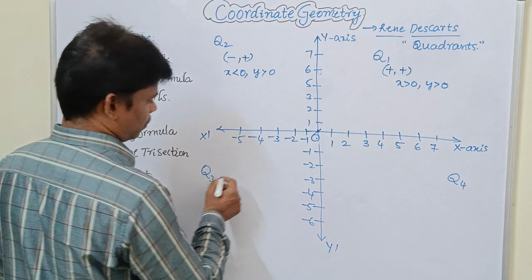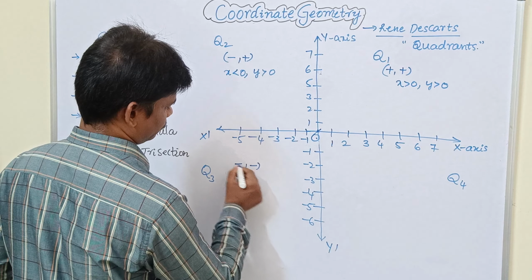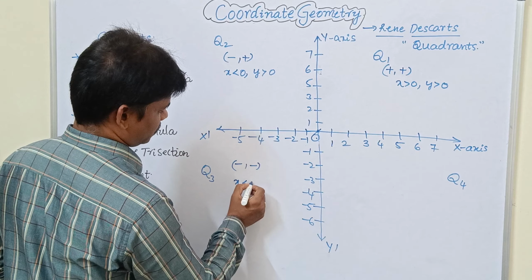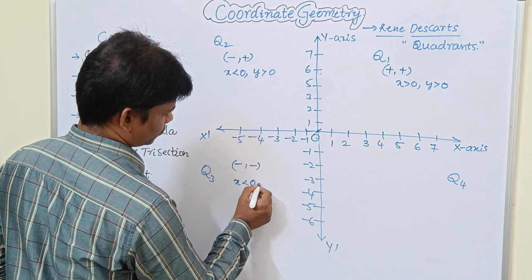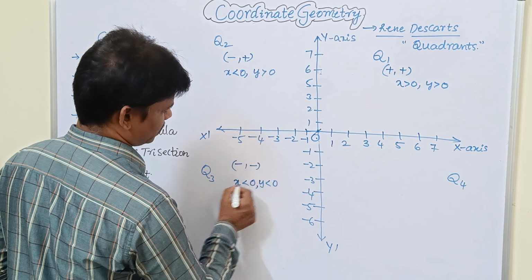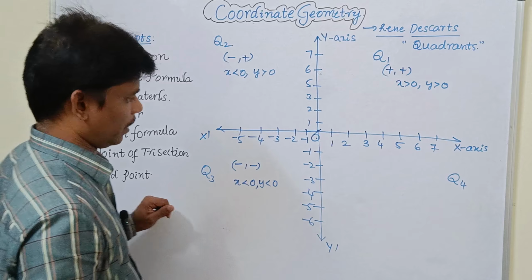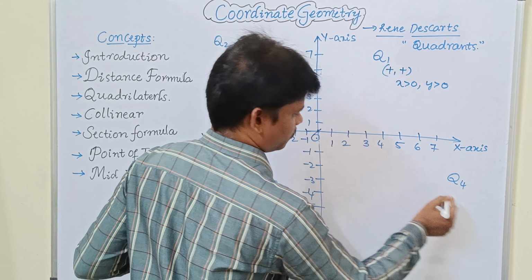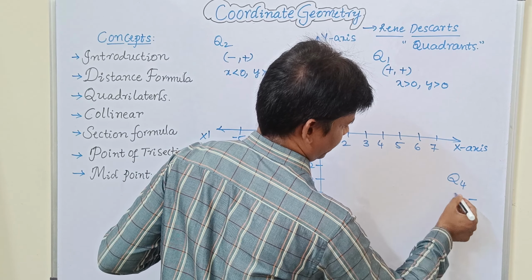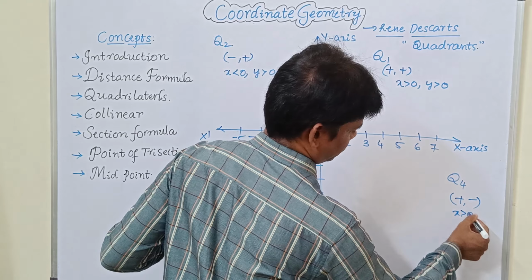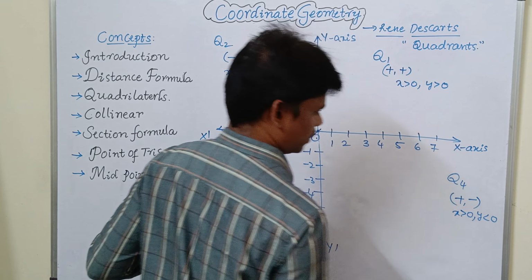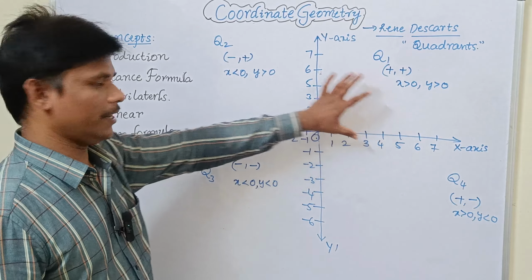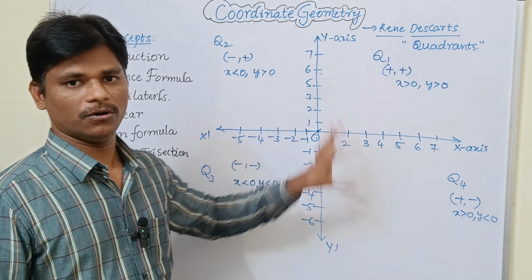In the third quadrant, both are negative. So x is less than 0 and y is less than 0. Less than 0 means you have to take negative values. In quadrant 4, x is positive and y is negative. So you take x greater than 0, y less than 0. This is how the four quadrants are indicated.